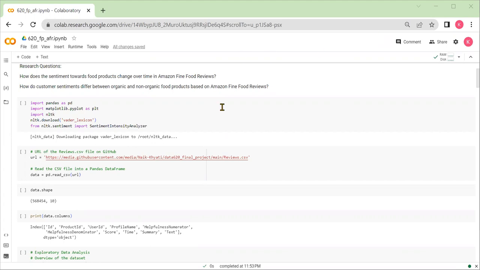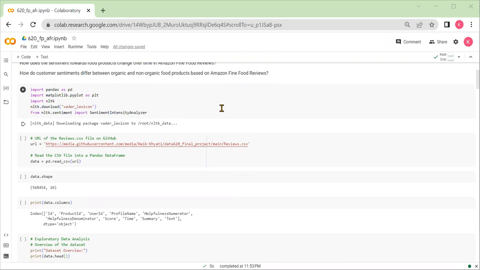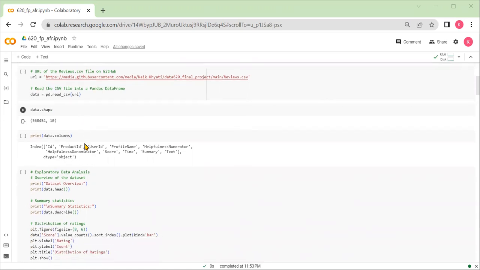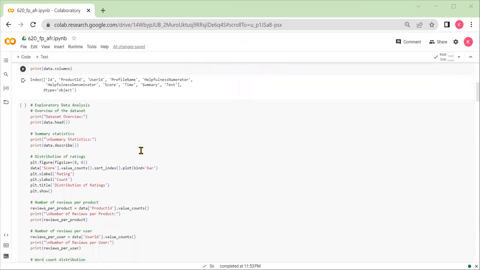Firstly, we have imported all the necessary libraries. Then after reading and creating a data frame called data, we did some exploratory analysis where we can see there are more than 56 lakh records, and we have 10 columns. The names of the columns are ID, product ID, user ID, profile name, and so on. Then we did some exploratory analysis.